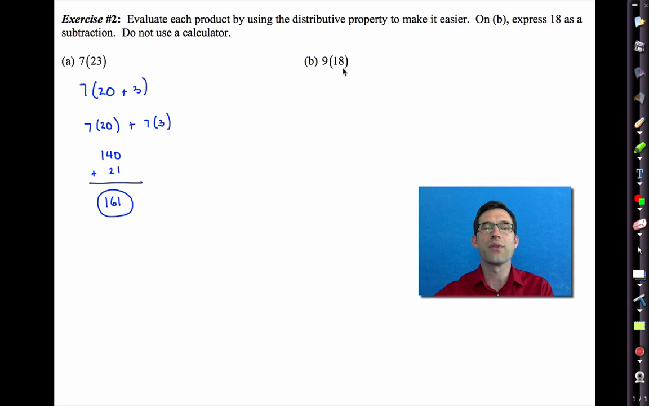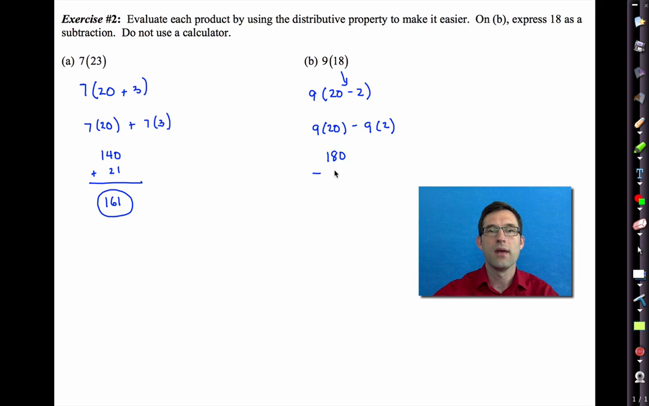Now I can do the same trick with 18. I could write it as 10 times 8. That would work fine. But subtraction also works with distribution. And the reason that subtraction works, by the way, is because remember, subtraction can be changed into addition of opposites. But we're going to leave it as subtraction. So 18 can be thought of as 20 minus 2. So now I can do 9 times 20 and 9 times 2. 9 times 20 is 180. 9 times 2 is 18. Subtract, and I'll get 162.